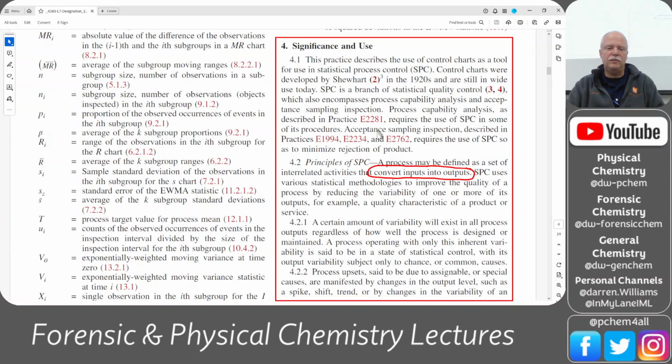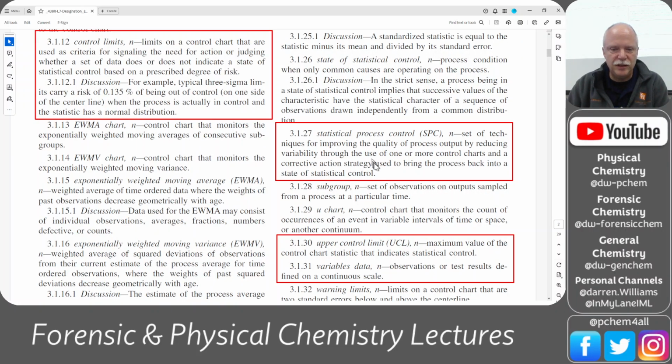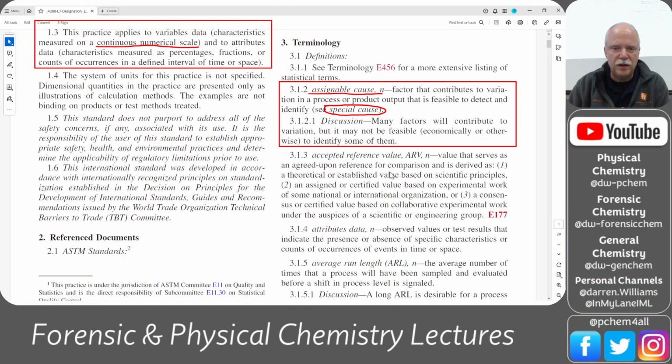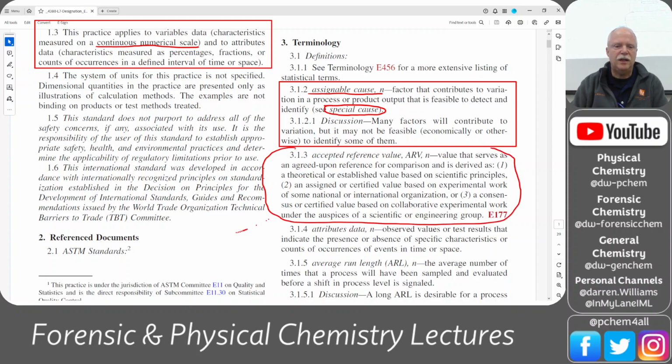And so there are some standards. There was one of those definitions in here too. What was it? Yeah, this accepted reference value, ARV. So this 3.1.3 is also important. Okay, so this is our standards.